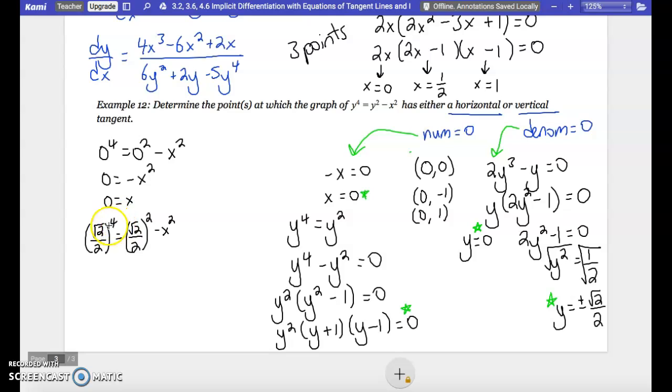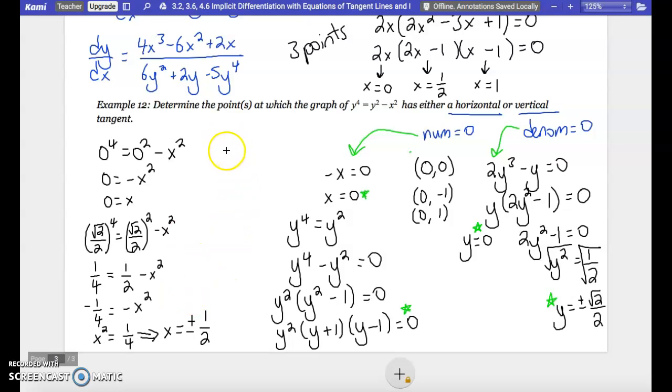So we're going to do square root of 2 over 2 to the 4th. Square root of 2 to the 4th really means square root of 2 times itself 4 times, which would give me 4. And then 2 to the 4th is 16. 4 over 16 would be 1/4. Beautiful. And then on this side, when I square it, it'd just be 2 on top, and on the bottom we'd get 4, so that's 1/2. And then 1/4 minus 1/2 is negative 1/4. So then x squared would equal 1/4, which means that x equals plus or minus 1/2. Okay, so there's going to be a lot of different things that happen with this piece.